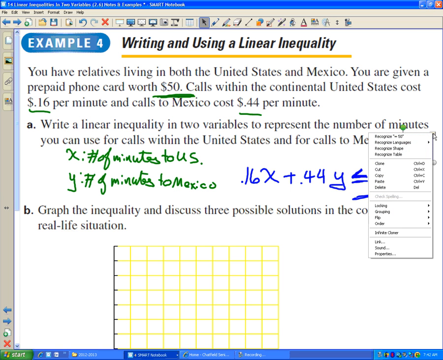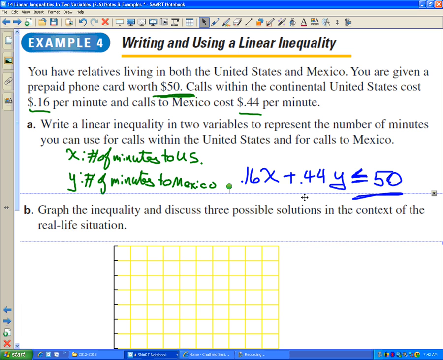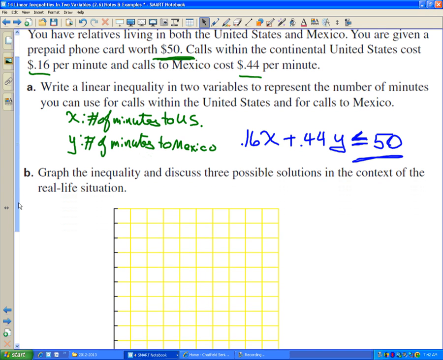And I can get rid of the green one because it's now all blue. So 0.16x plus 0.44y is less than or equal to $50. Technically speaking, if I want that $50, I spent $25 and I want $25 just to sit there forever and a day, I can do that. So I can spend less than that $50. I don't have to spend it all at once.